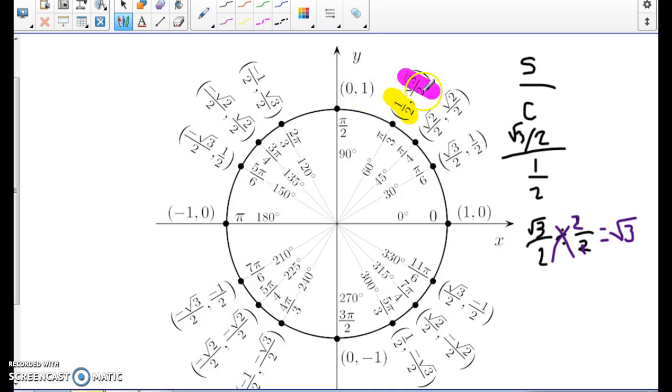Please remember that those 2's will always cancel out when you multiply by the reciprocal. So you could just do the numerator square root of 3 over 1. This one would be the square root of 2 over the square root of 2, which is 1. So that's just a quick trick.